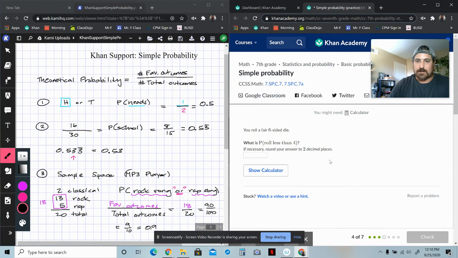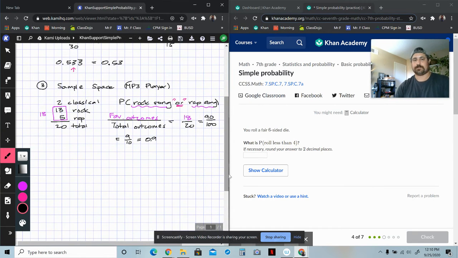All right, let's do the next one. It says you roll a 6-sided die. On a 6-sided die, there are 6 possibilities, right? So what is the sample space on a 6-sided die? On a 6-sided die, or a fair die, as he calls it, you're going to see outcomes that are 1, 2, 3, 4, 5, or 6. These are your outcomes. So it says, what is the probability of rolling less than 4?